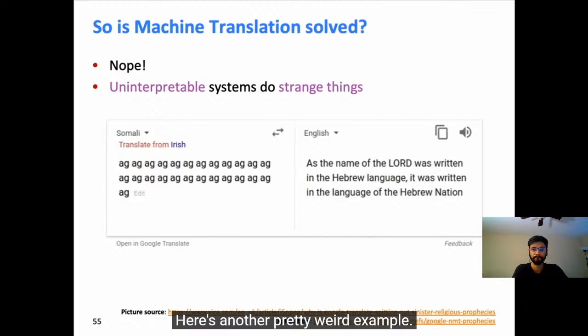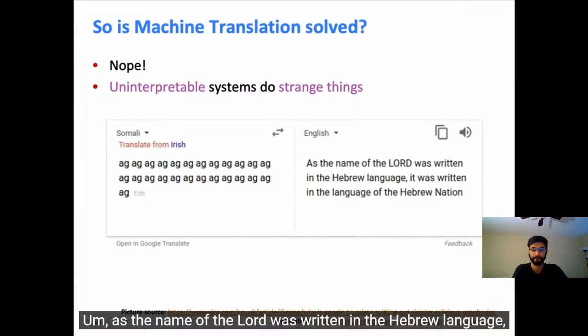Here's another pretty weird example. What is happening here? On the left, we have a nonsense sentence that's just kind of a syllable repeated, and we're supposedly translating from Somali. And then we're asking to translate this into English, and then we're getting this out of nowhere. As the name of the Lord was written in the Hebrew language, it was written in the language of the Hebrew nation. And you might be thinking, where on earth did that come from? And in fact, this got reported in the media as, Google Translate wants to convert you to its religion or whatever.